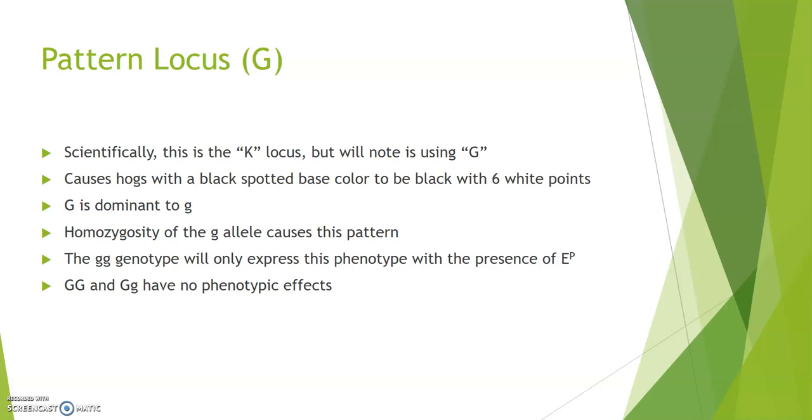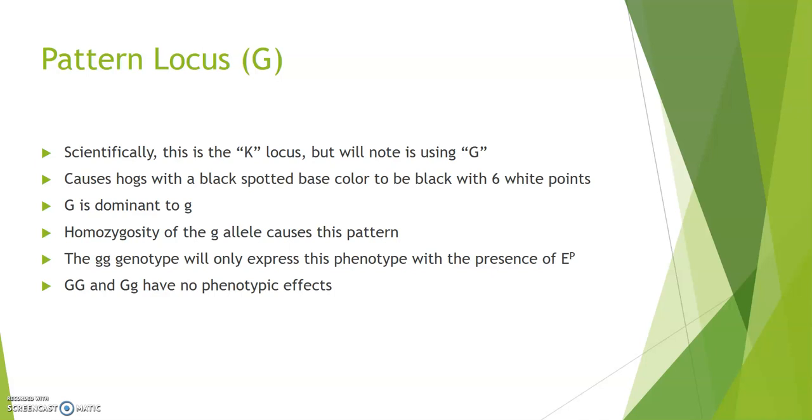Going one step further, if you have 2 little g's, it can only express the phenotype if you have the presence of E super P, okay? I talked about this in class. Basically the E super P gives the phenotype the ability to have some kind of spotting effect. We know that E super P is going to be some kind of non-black base with spots. When you have the homozygosity of the small g, the pattern locus, you are going to see those spots localize and it'll be black with 6 white points. So it's really important to remember that the 2 small g's are only going to do something if you have the 2 small g's, first of all, and then if you have the presence of E super P.